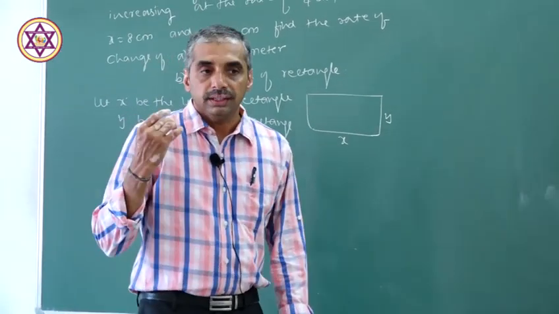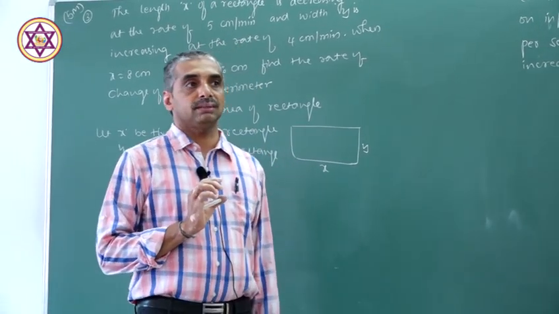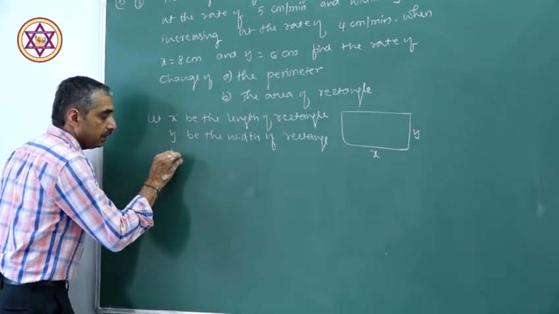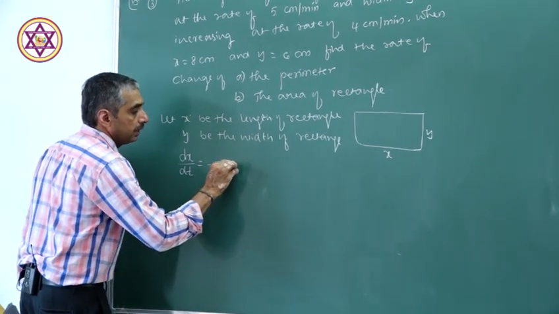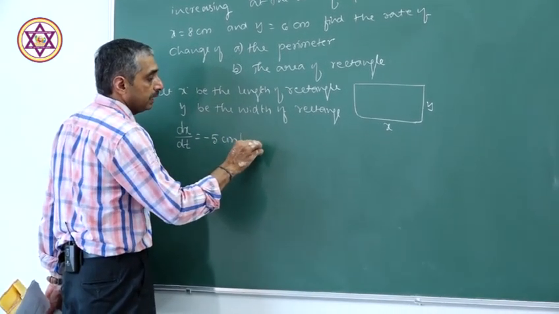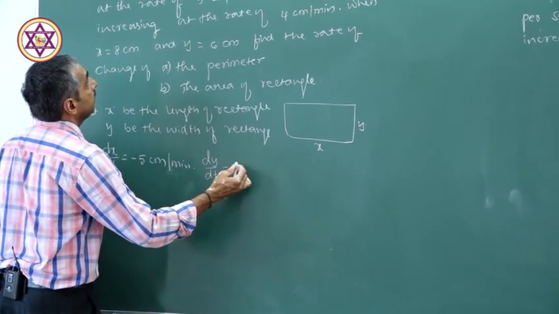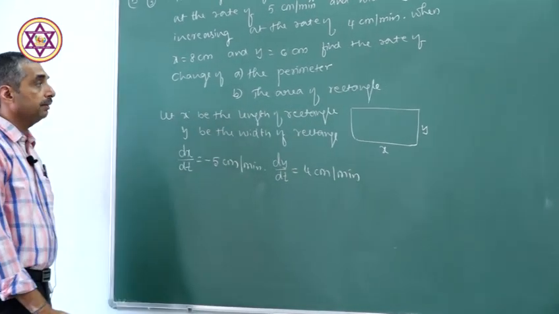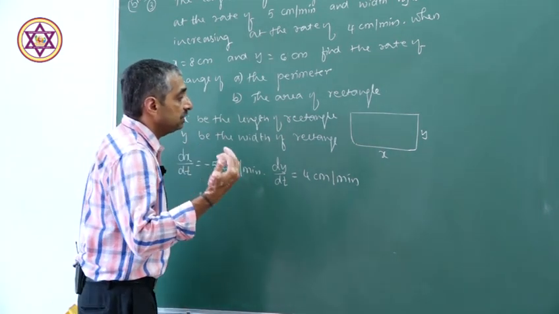Remember one thing, increasing rate measurements are always denoted by positive sign and decreasing rate measurements are always denoted by negative sign. The length is decreasing, therefore can I write dx divided by dt, how much it is given? Minus. Understand why it is minus? Because of the decreasing rate measurement, 5 centimeter per minute. And width y is increasing, that means dy by dt, it is increasing at the rate of 4 centimeter per minute. Okay. Now when x is 8 centimeter and y is 6 centimeter, rate of change of perimeter.